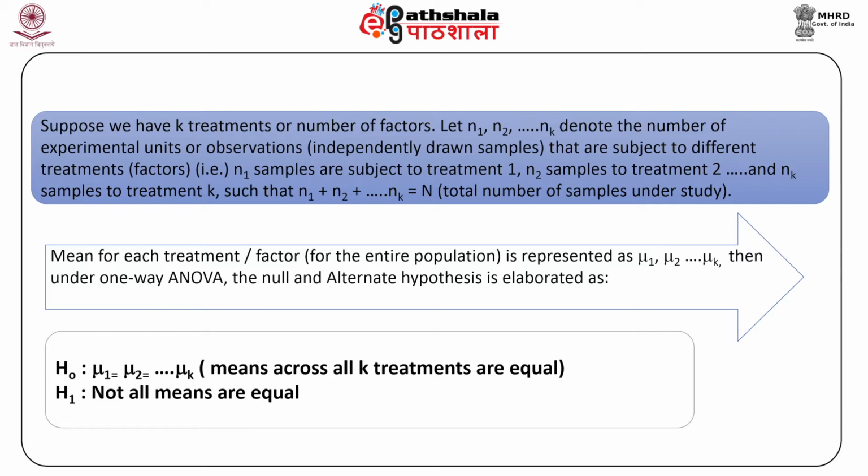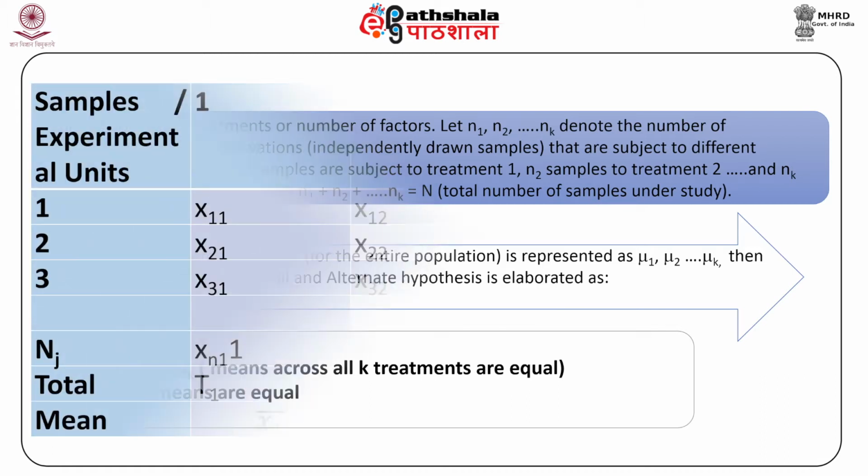The means for each treatment or factor for the entire population are represented as mu1, mu2, up to mu-k. Then under one-way ANOVA, the null and alternate hypotheses are stated as follows. The null hypothesis H0 is mu1 equal to mu2 equal to mu3 and so on up to mu-k, which means the means across all k treatments are equal. And our alternative hypothesis is that not all means are equal.